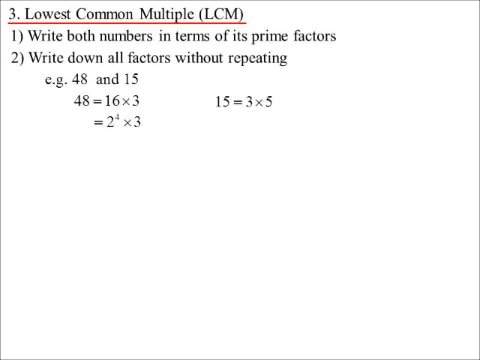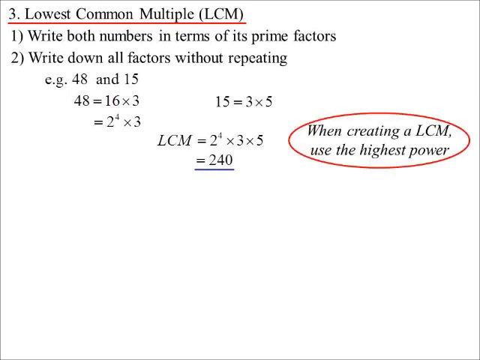So, lowest common multiple. Well, when we're doing it with algebraic fractions, we basically said, if it's not there, put it down. So it's the same idea. If it's not there, put it down. 2 to the power of 4, I'll put it down. 3, I'll put it down. 3, oh, it's already there. 5, I'll put it down. There's my lowest common multiple. So 240. Again, exactly the same idea. We use the highest power. They've got something in common there. It's the highest power.